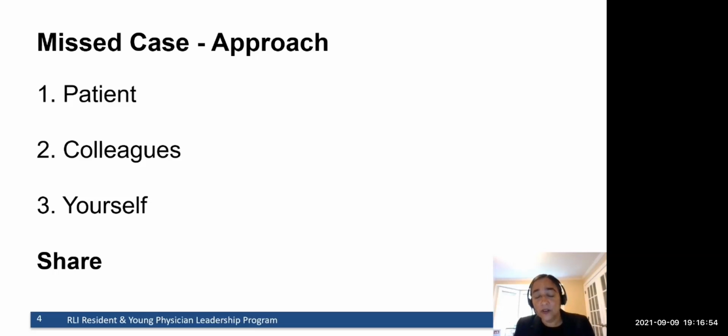Third, you really want to take care of yourself. Remember, this is not easy. So you want to make sure that you feel okay and that you can move on. Sometimes this just means taking a few minutes to reflect on the case and then you feel fine.